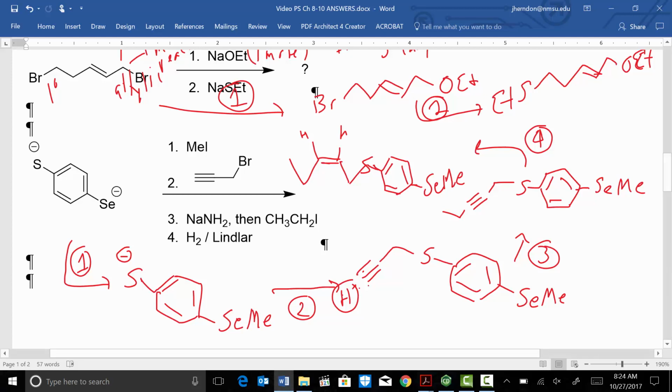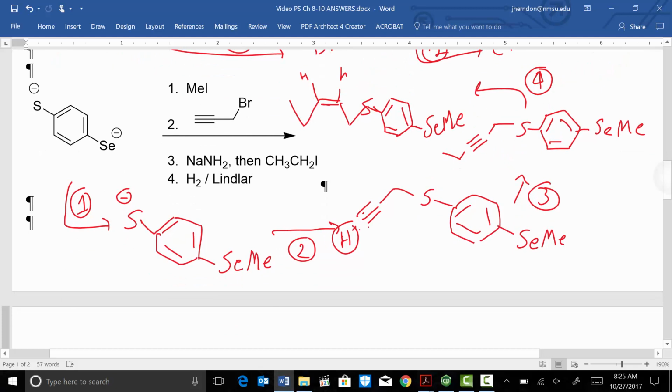Okay, so first we alkylate the more nucleophilic species with the methyl group, then the remaining nucleophile, the sulfur, reacts with the so-called propargyl bromide, or the one with the alkyne there. We're going to take the terminal alkyne and replace the hydrogen with a methyl group by deprotonating and then doing an SN2 reaction, and then we're going to do the Lindlar cis partial hydrogenation.